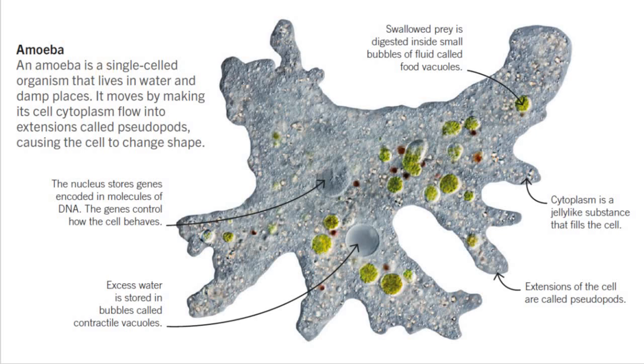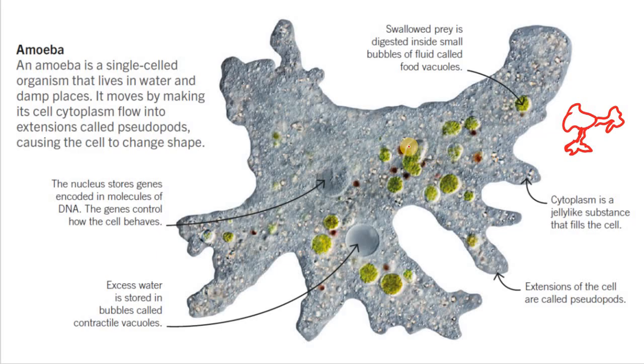Yet another unicellular organism is amoeba, as you can see in the picture. This is the entire structure of an amoeba. Now you see, this organism lives in water and damp places, and it moves by making its cell cytoplasm flow into extensions. These extensions, called pseudopods, cause the cell to change shape. So previously the amoeba could have been this. Next, slowly extensions started from here, and so the shape of the amoeba changes.